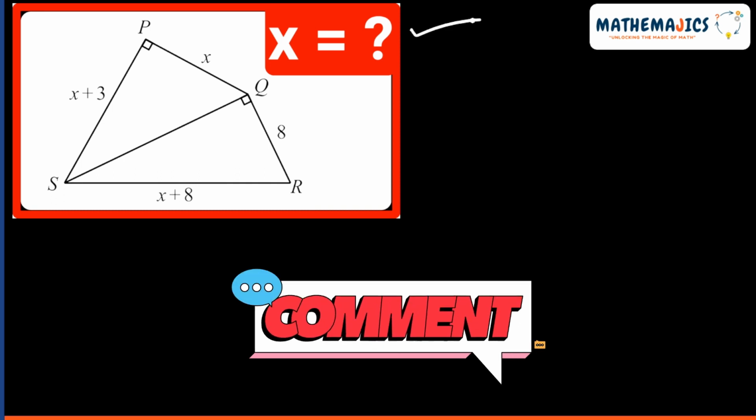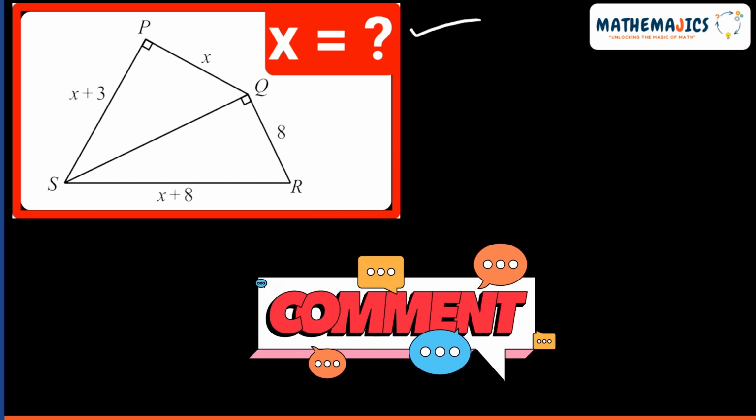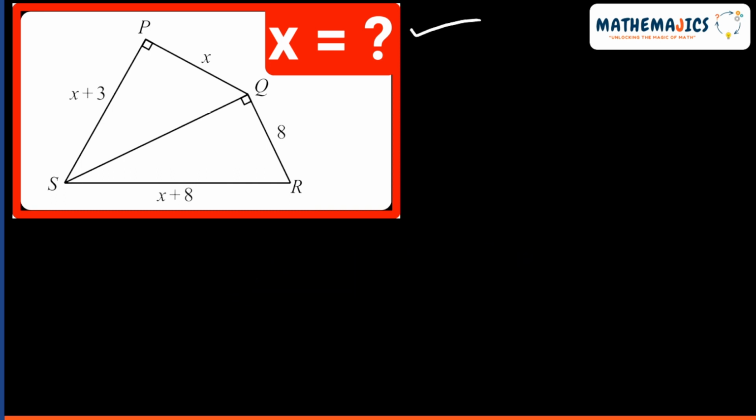We have this very interesting geometry question with us. This whole question involves Pythagoras theorem. Let's see how we can solve this question. In this question, we are given two right triangles and we need to find the value of x. So let's apply Pythagoras theorem.